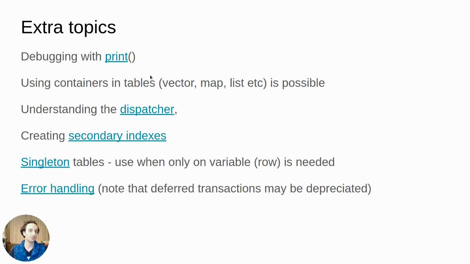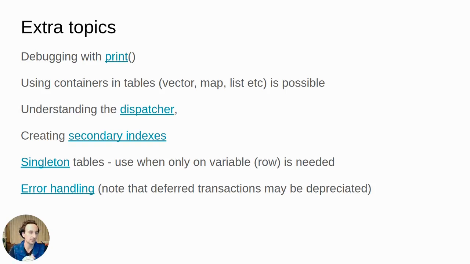Within the tables, you're able to use any kinds of containers, certainly any standard containers that C++ allows, such as vectors, maps, lists, and other things. I briefly mentioned the dispatcher in one of the tutorials, but this essentially is the entry point for all functions. Have a look at it here. I have mentioned that you can create secondary indexes, and I haven't covered that at all. Check it out here.